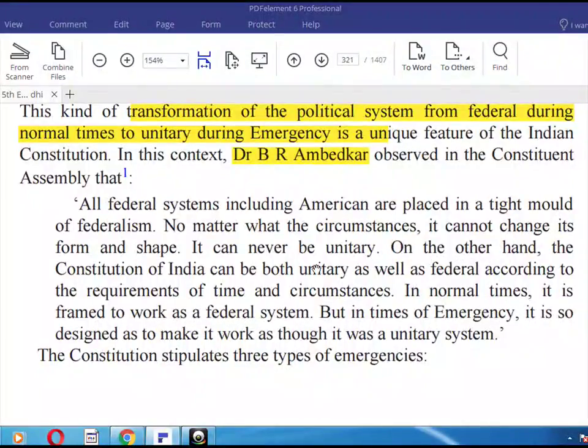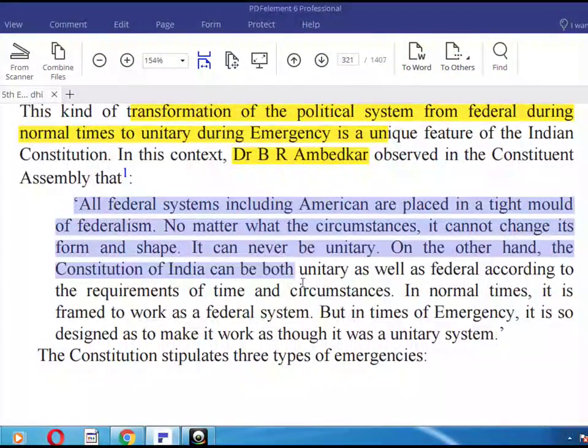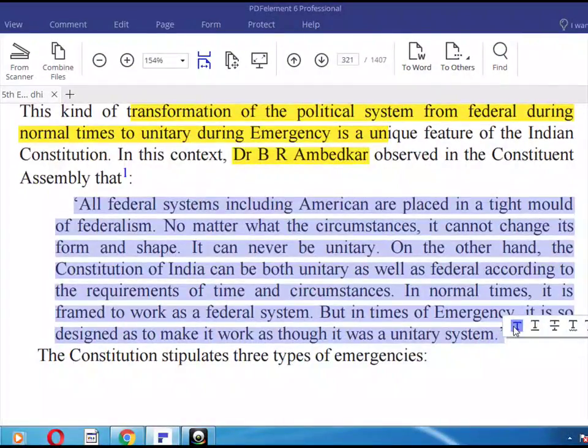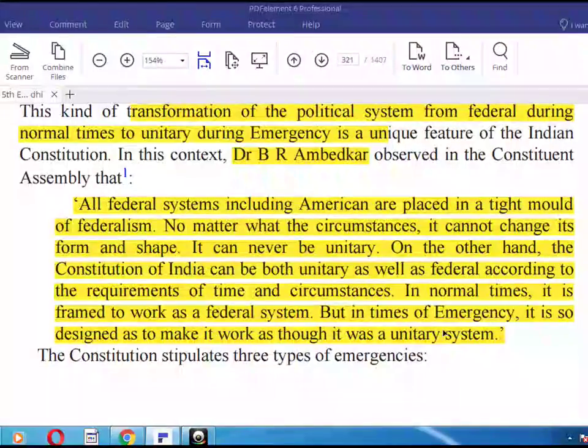On the other hand, the Constitution of India can be both unitary as well as federal according to the requirements of time and circumstances. In normal times, it is framed to work as a federal system, but in times of emergency, it is so designed as to make it work as though it was a unitary system. All federal systems, including the American, are in a tight mold of federalism, no matter what the circumstances.